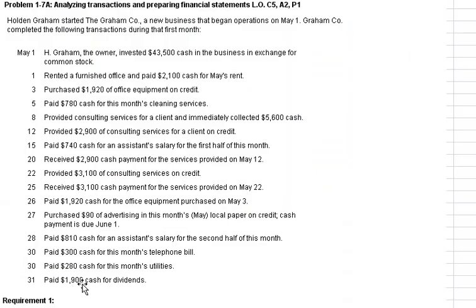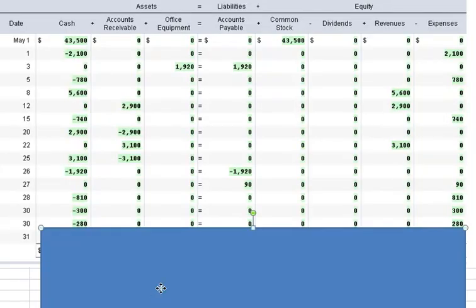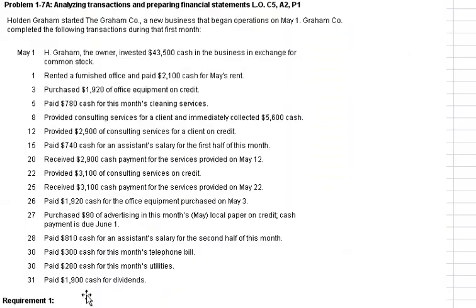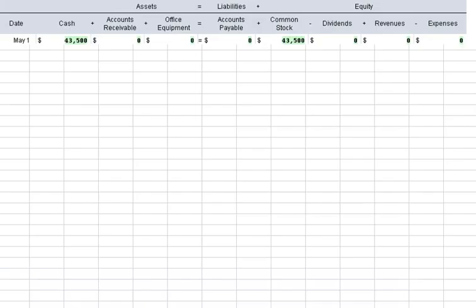Then we paid $280 cash for the utilities. So there's our $280 cash going out, and the utility bill being recorded. And then on the 31st, we pay $1,900 cash for dividends.